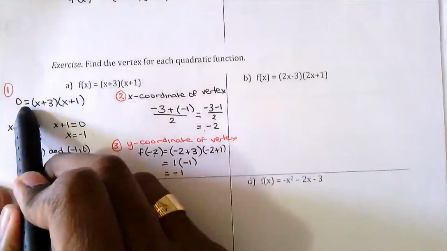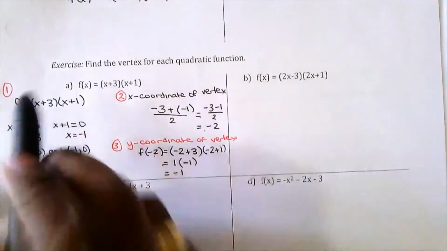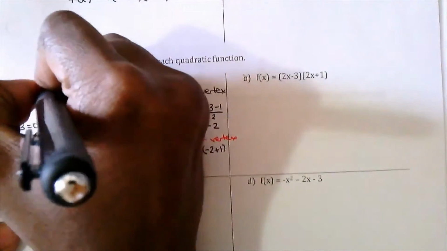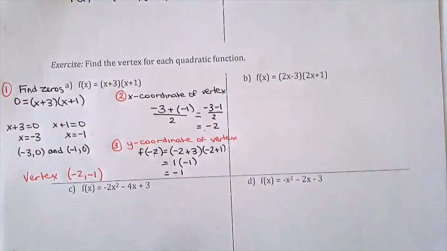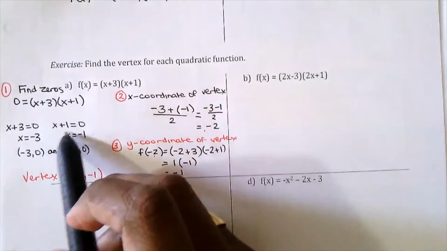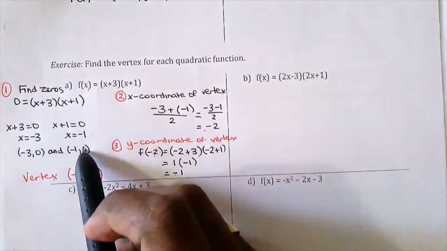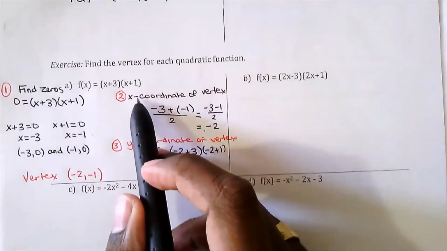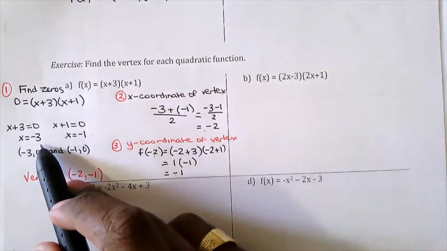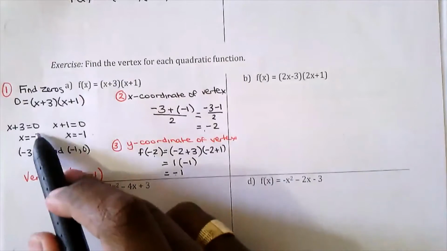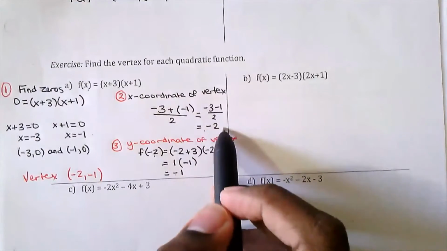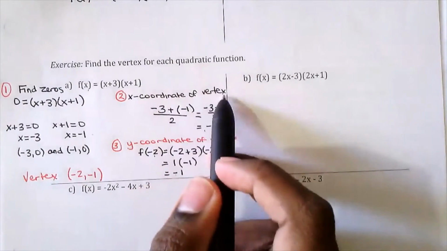So the first step is to find the zeros. So let me write that down actually. Find zeros. You set the y to 0, set each factor to 0, and isolate for the x values. The next part is find the x-coordinate of the vertex. So you take these x values and you're finding the average. You take this value, add it with this value, and divide it by 2. That gets you the x-coordinate of the vertex.